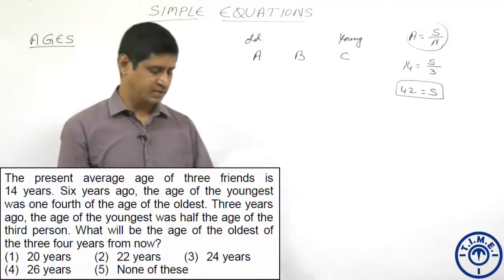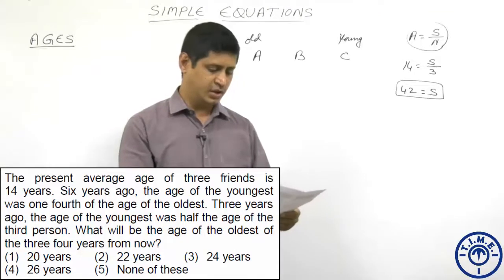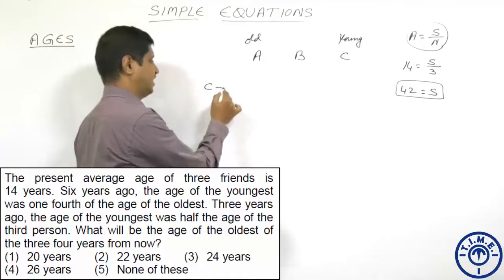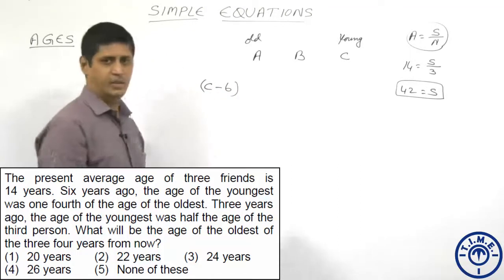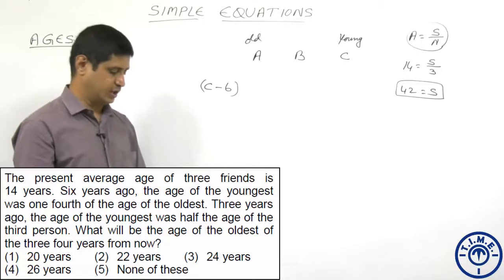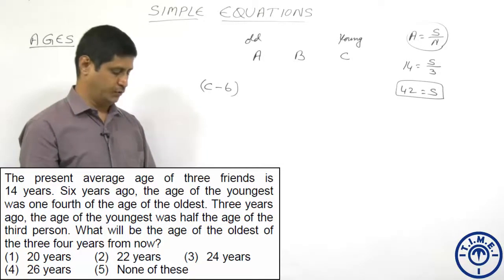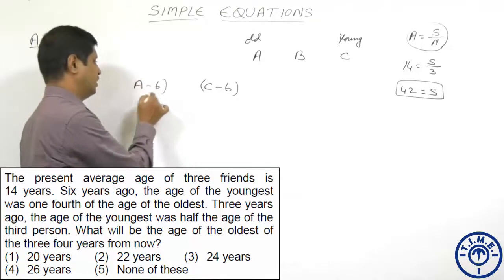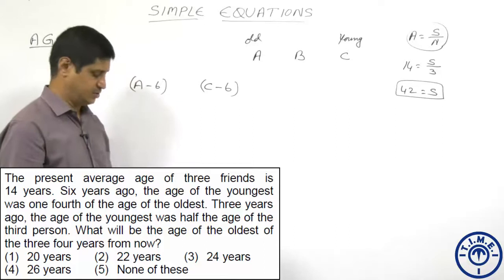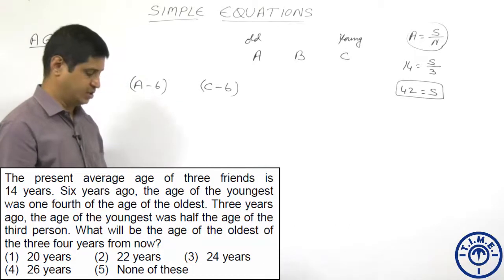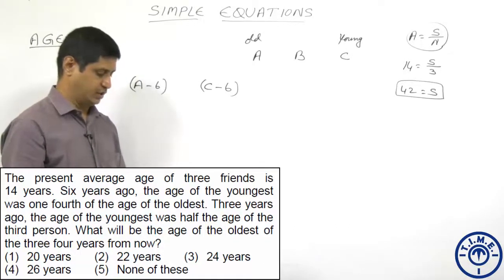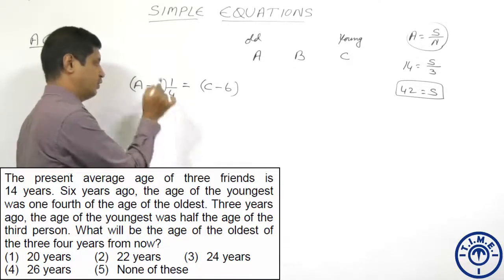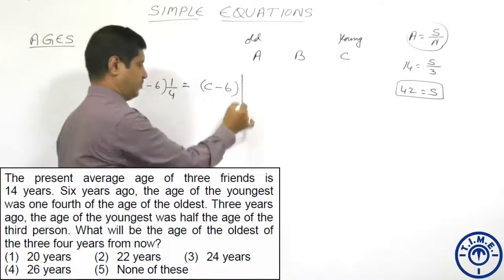The first condition: 6 years ago the age of the youngest was, now C is the youngest, so 6 years ago means C minus 6. 6 years ago the age of the youngest was 1/4 of the age of the oldest. So, 6 years ago the oldest is A minus 6. Now, what is the relation here? The youngest person is 1/4 of the oldest. This is condition 1.